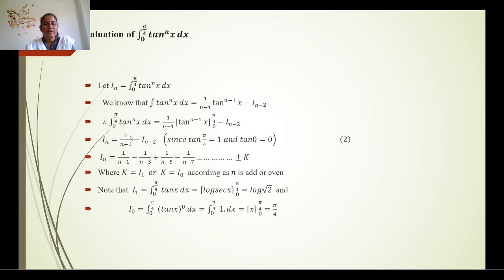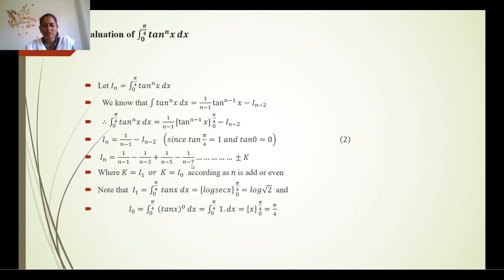Next step, here 1 divided by n minus 1, for the first term we take the upper limit: tan pi by 4 is 1 and tan 0 is 0. For that reason we get only one term, 1 divided by n minus 1, one time, minus I n minus 2. So In is equal to 1 by n minus 1, the first term, minus I n minus 2. Already I talked about this expression. I n minus 2 becomes 1 by n minus 3 plus 1 by n minus 5 minus 1 by n minus 7.